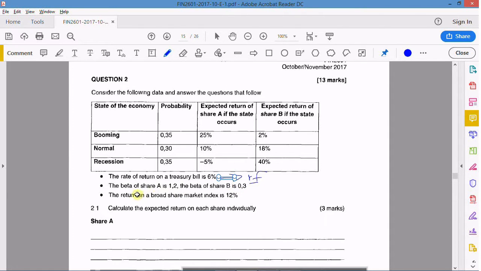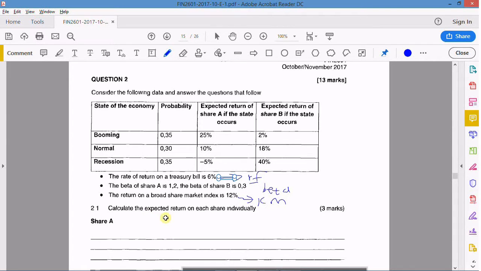The beta of share A is given and the beta of B is given. So that tells you it's CAPM. When you see risk-free and beta together, then you know it's CAPM. The return on a broad share market index, that's the market return, the Km. So there you go, you've got a few characteristics for CAPM. Yeah, that's referring to CAPM.